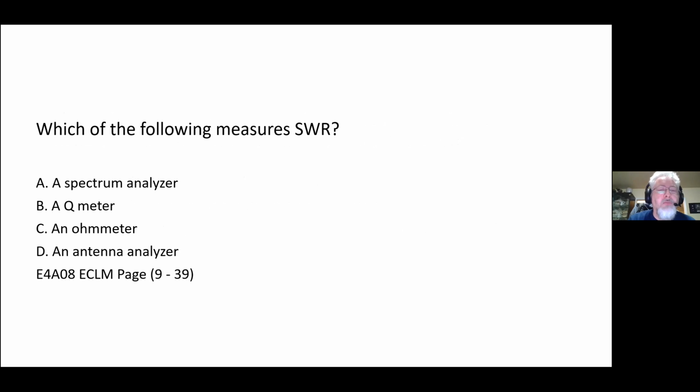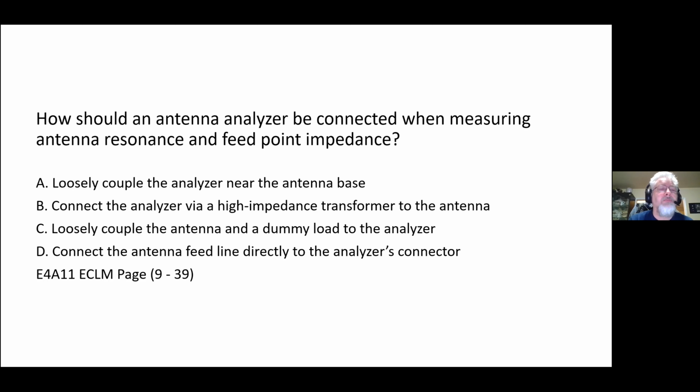Which of the following measures SWR? A, a spectrum analyzer. B, a Q meter. C, an ohm meter. Or D, an antenna analyzer. Delta is correct. The antenna analyzer measures SWR.